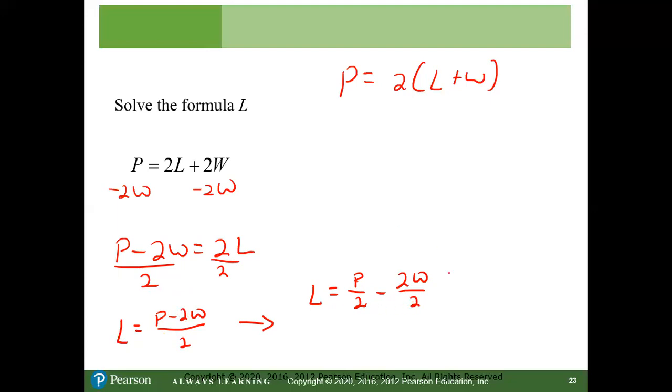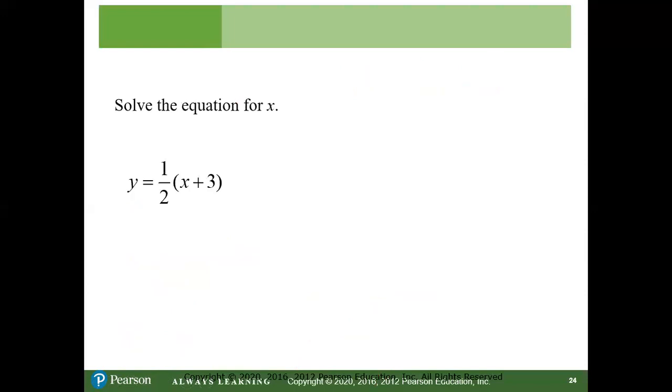You have the 2 in both of these, and then you can cancel that out. So this will be L is equal to P over 2 minus W. And there is your final answer, and L is all by itself. So that is how you can find out the length if you knew what the perimeter is and you knew what the width is. So we'll solve this guy for X.